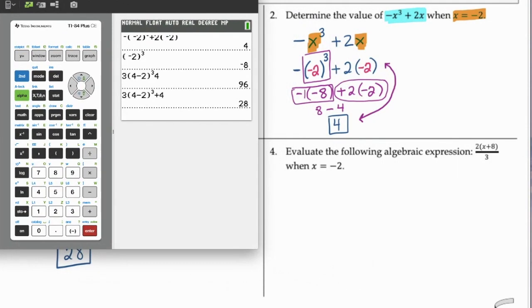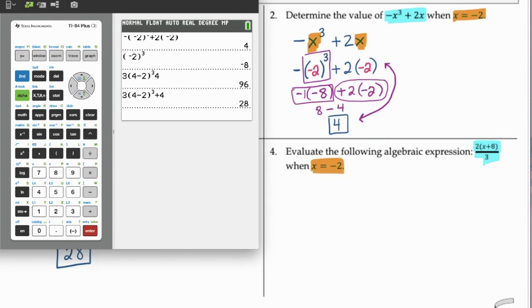Let's try the last one. So we have evaluate the following, and this time they gave me a division one. Okay, great. We got 2 times x plus 8 divided by 3. That's our expression. And they say when x is equal to -2.